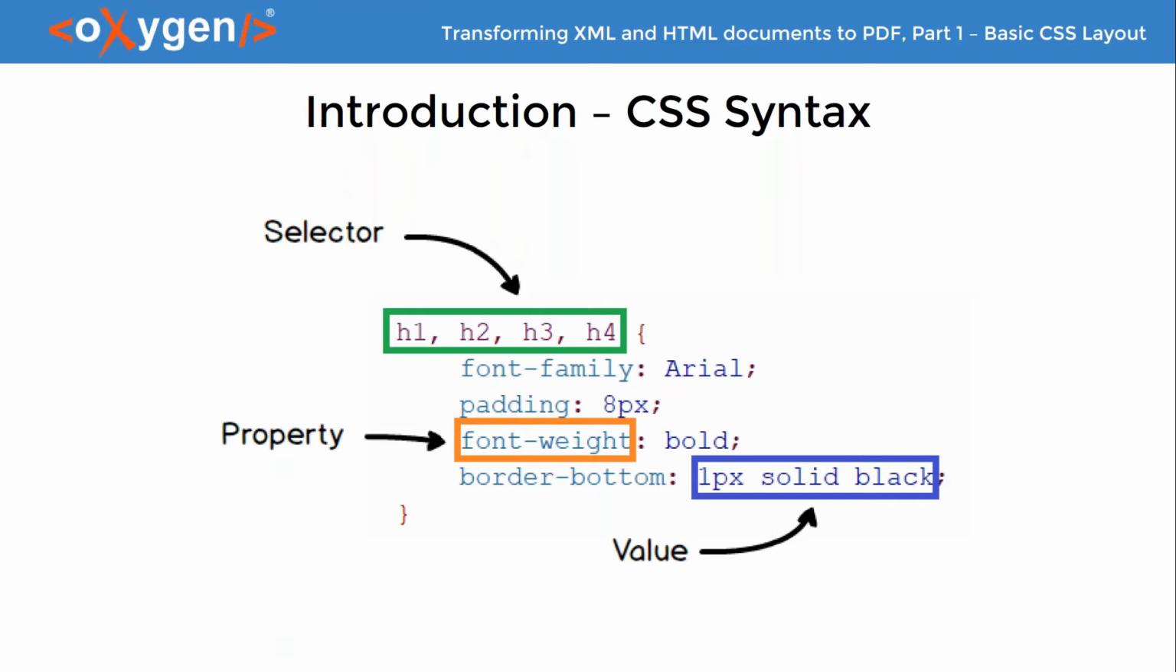So here you can see what is called a CSS selector. Here, for example, it applies on the HTML headers, so H1, 2 to 4. It declares some properties, and for each of these properties, you will find one or more values.